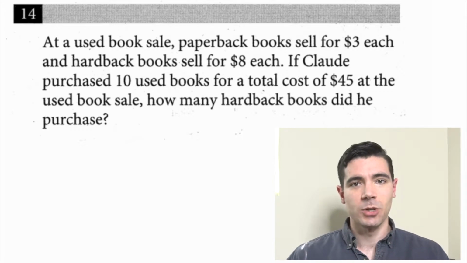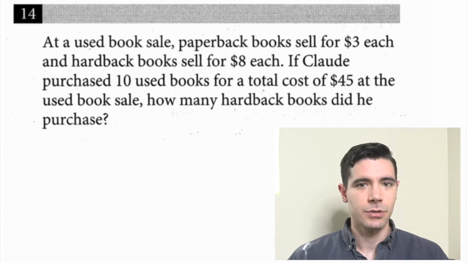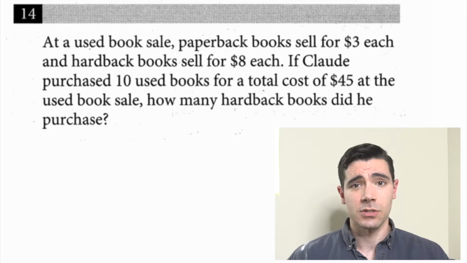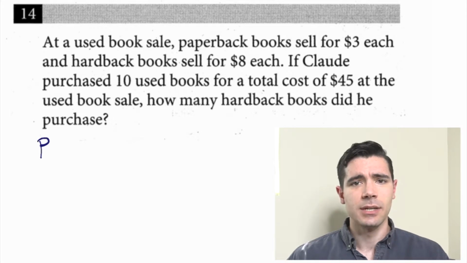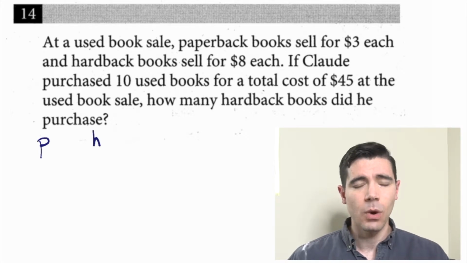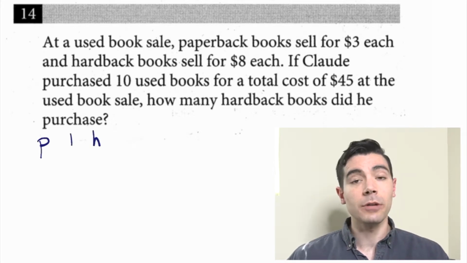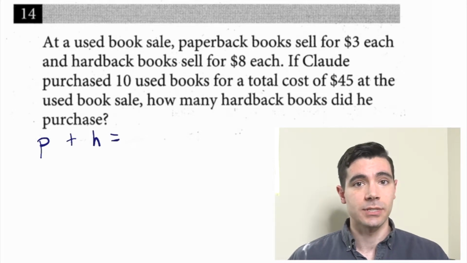Tough. This is a pretty common question type on the PSAT and SAT, where we're given enough information to produce two separate equations, which we can then solve as a system. But what do we know in this question? Well, why don't we choose some variables? I'm going to say that P is the number of paperback books and H is the number of hardback books. What would P plus H equal? Well, Claude purchased 10 books, so P plus H equals 10.